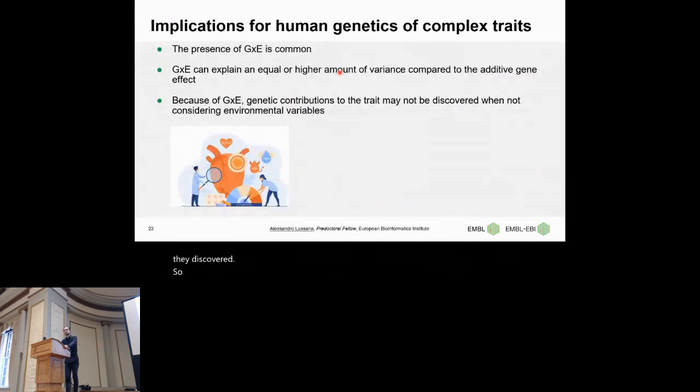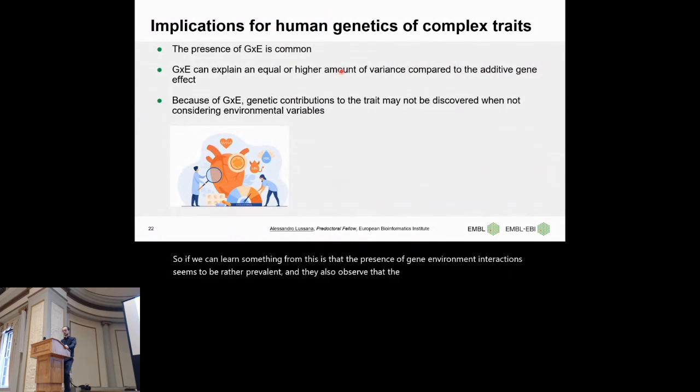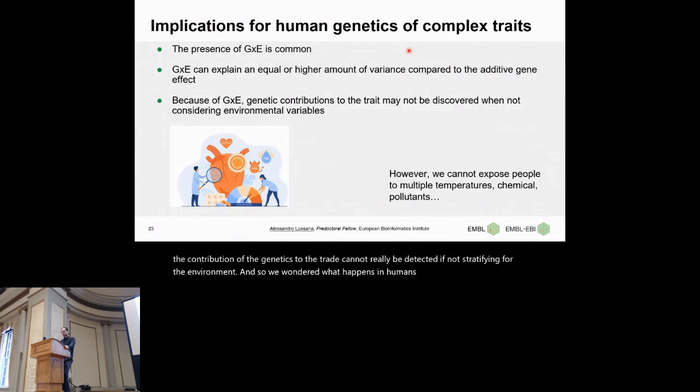So if we can learn something from this, it is that the presence of gene-environment interaction seems to be rather prevalent, and they also observed that the variance explained by the interaction effect is in many cases very high and even higher than the usual standard additive gene effect. Because of that, in some cases at least, the contribution of the genetics to the trait cannot really be detected if not stratifying for the environment. And so we wondered what happens in humans actually.